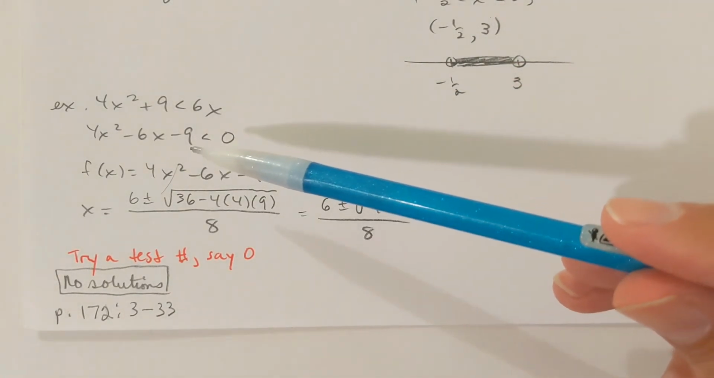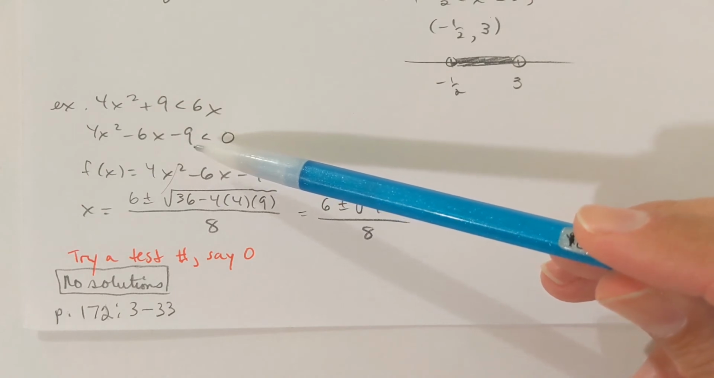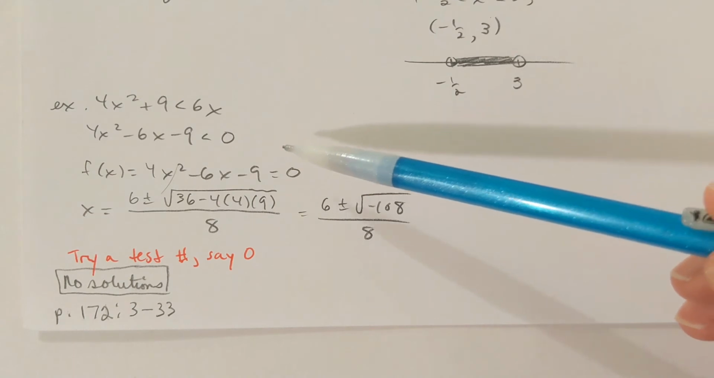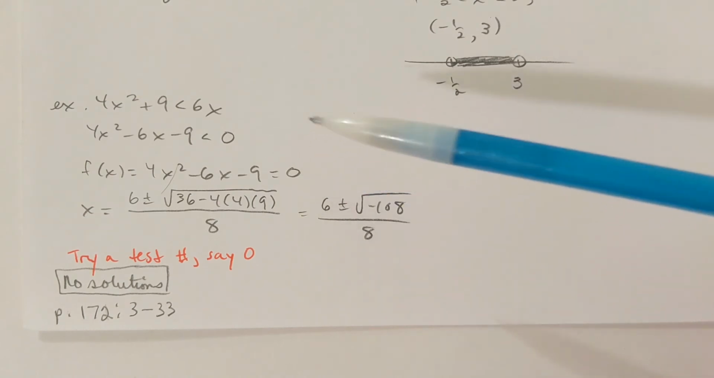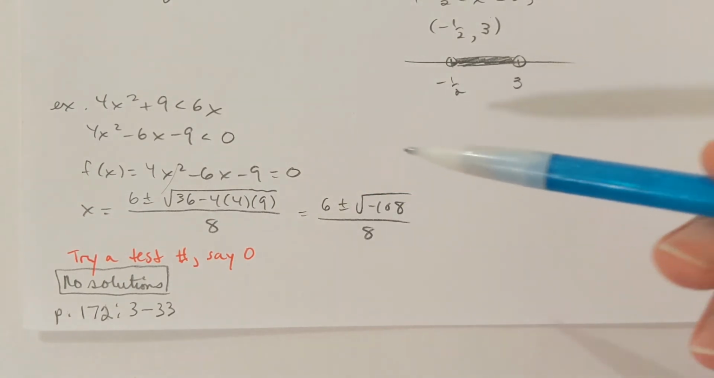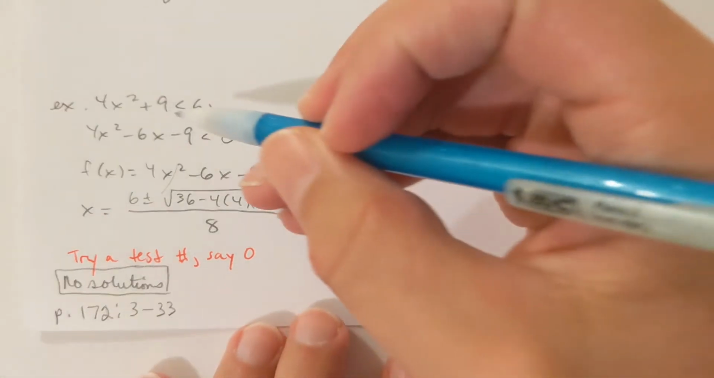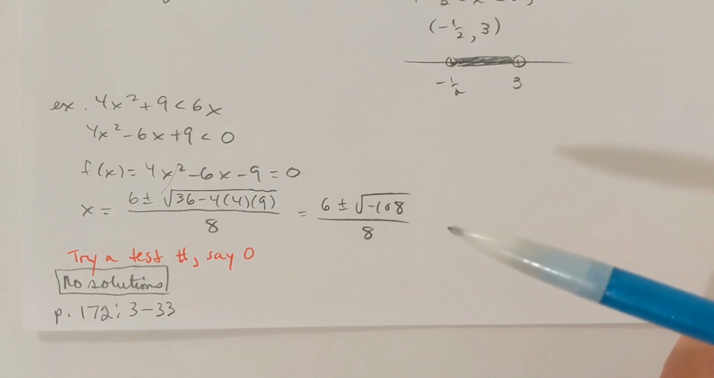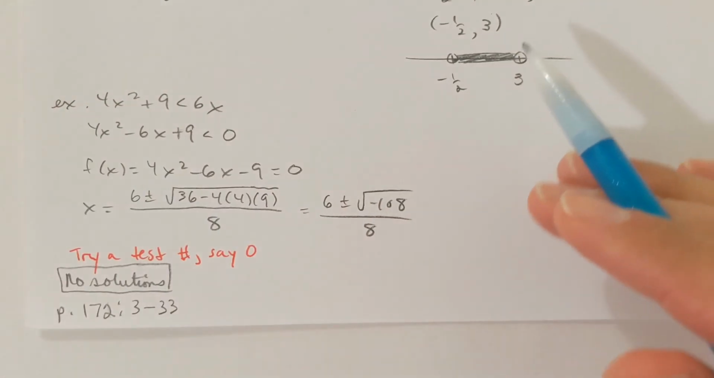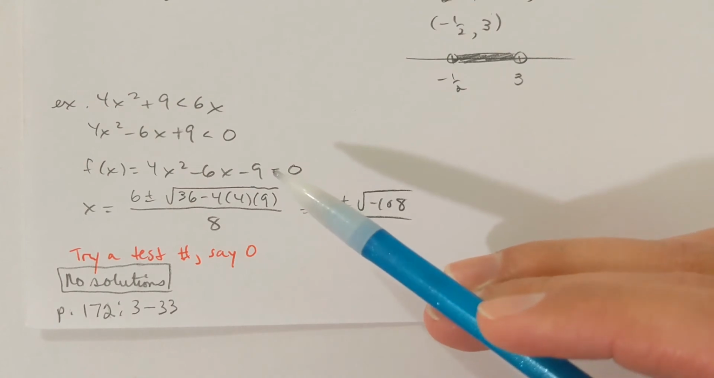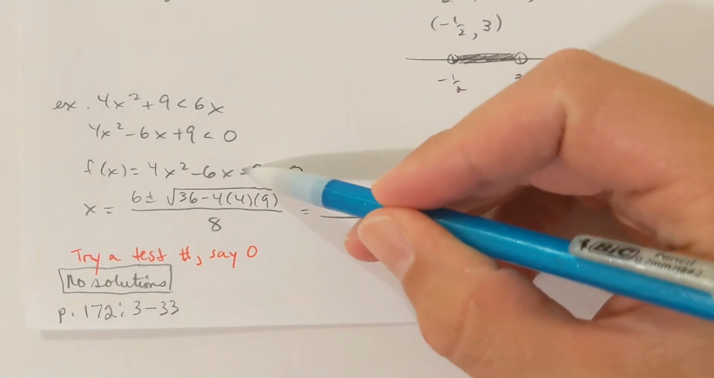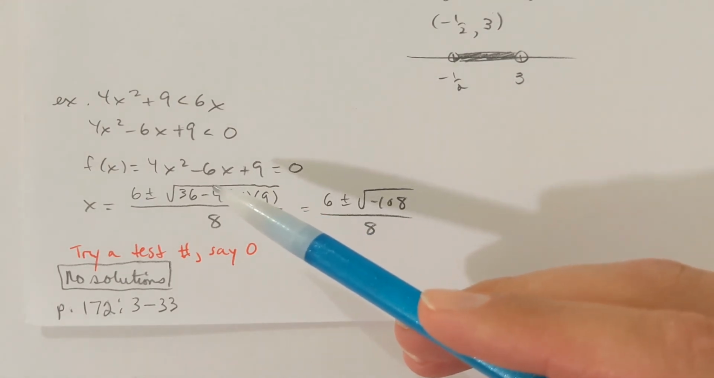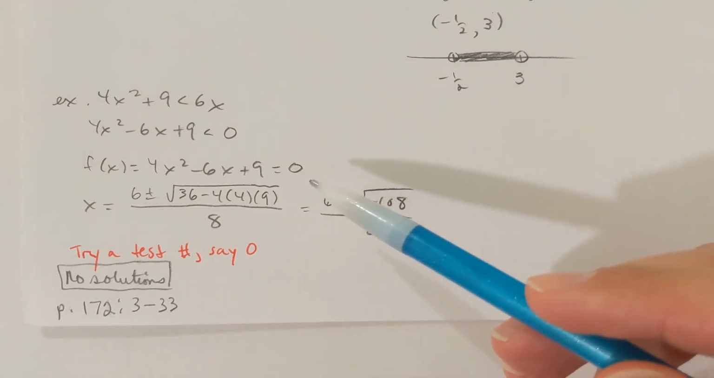Another example, 4x squared minus 6x minus 9 equals 0. Let's see here. So that should be a plus 9. Let's see here. 4x squared minus 6x plus 9 equals 0.